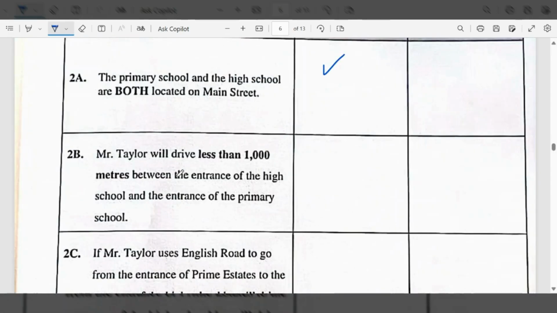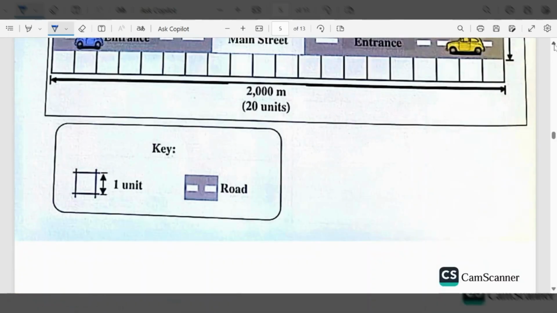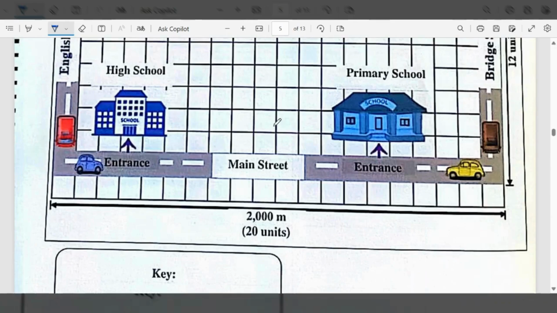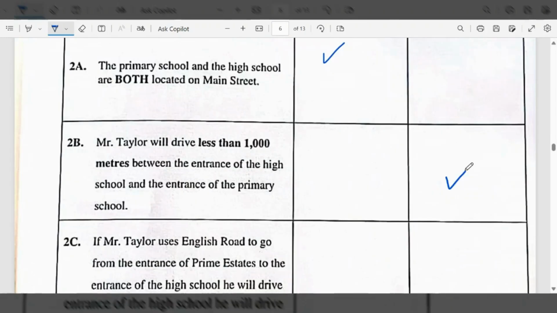Mr. Taylor will drive less than 1,000 meters between the entrance of the high school and the entrance of the primary school. Let's look at the diagram. So remember, 1 unit is 100 meters, so 10 units need to be 1,000 meters. So let's check between both of the entrances. 1, 2, 3, 4, 5, 6, 7, 8, 9, 10. So between the high school and the primary school, that's 1,000 meters. So this statement is false. They said less than 1,000, and we counted exactly 1,000.